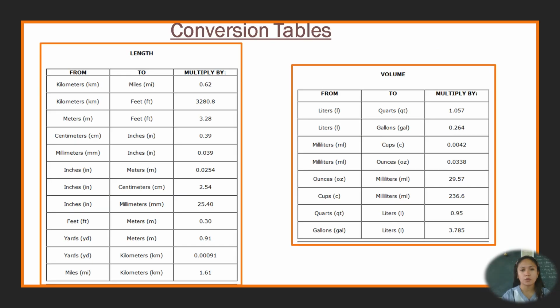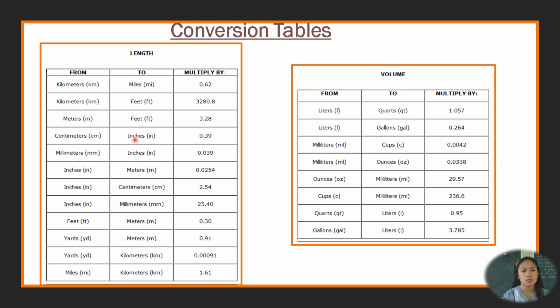So here are now the conversion factors presented in conversion tables. From kilometers to miles, 1 kilometer is equal to 0.62 miles, so we just multiply by 0.62. Kilometers to feet, that is 3,280.8. Meters to feet, that is 3.28. So it means 1 meter is equal to 3.28 feet.